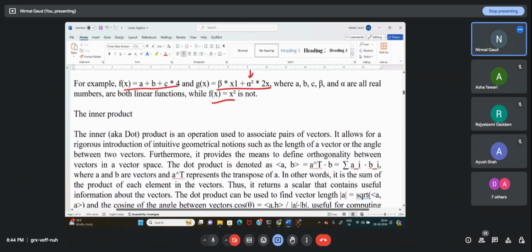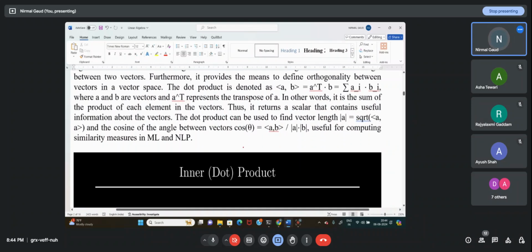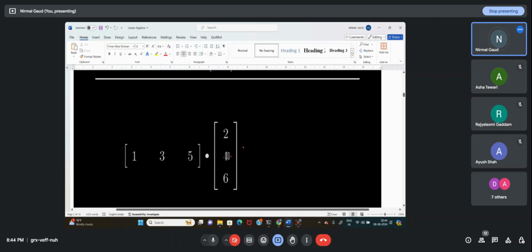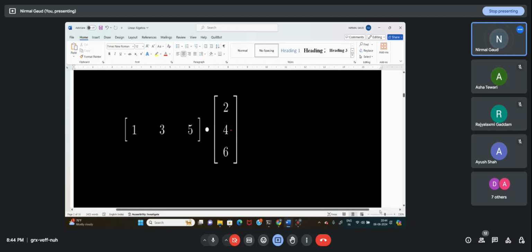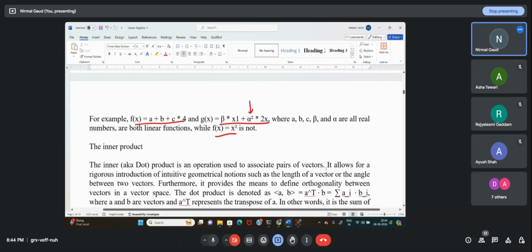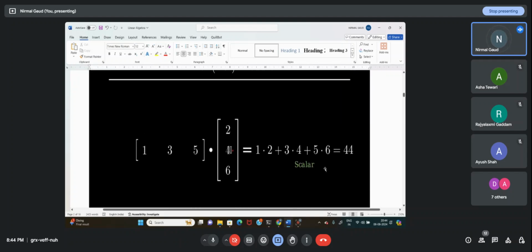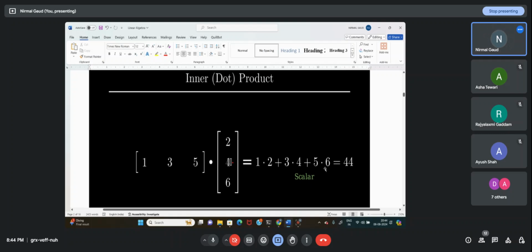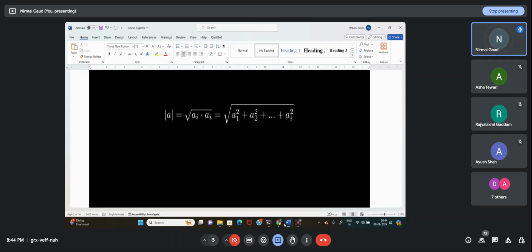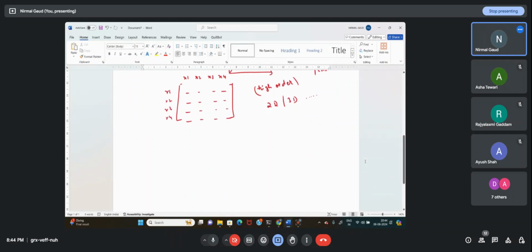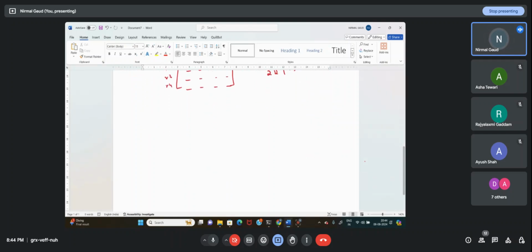Okay, now we have more important concepts ahead, that is the dot product. This is the dot product. We calculate the dot product, which is also called the inner product. The dot product is performed between vectors. For example, you have v vector and w vector, so you just write it as a dot.